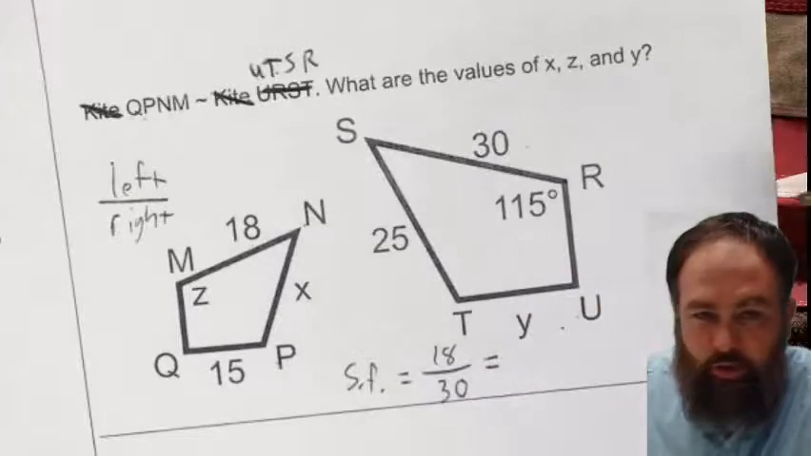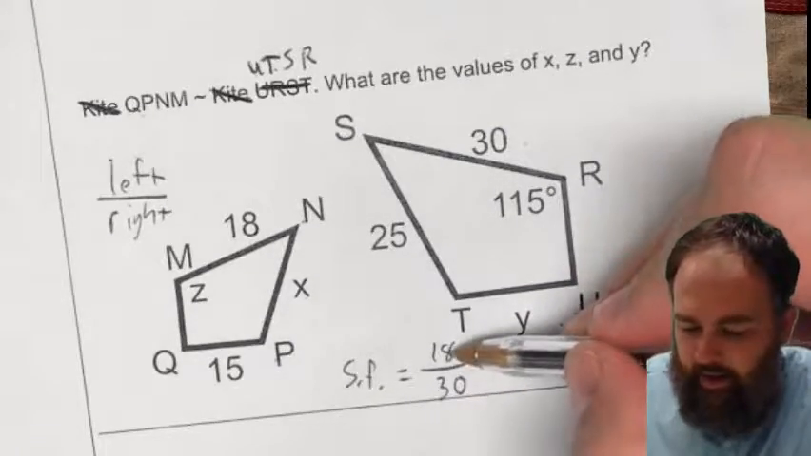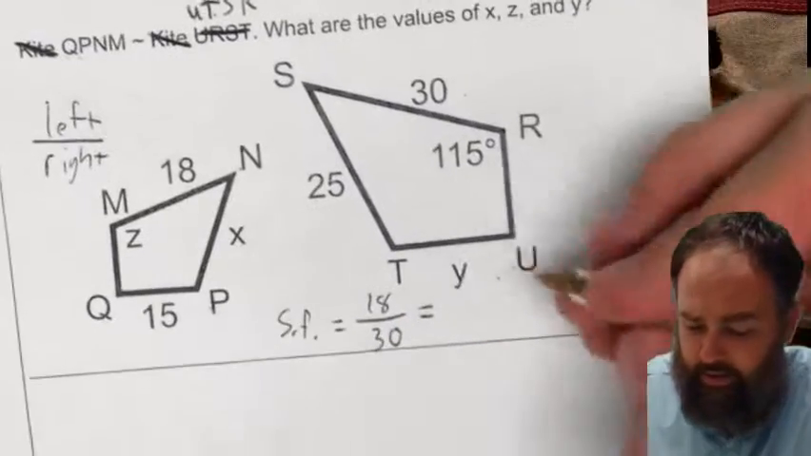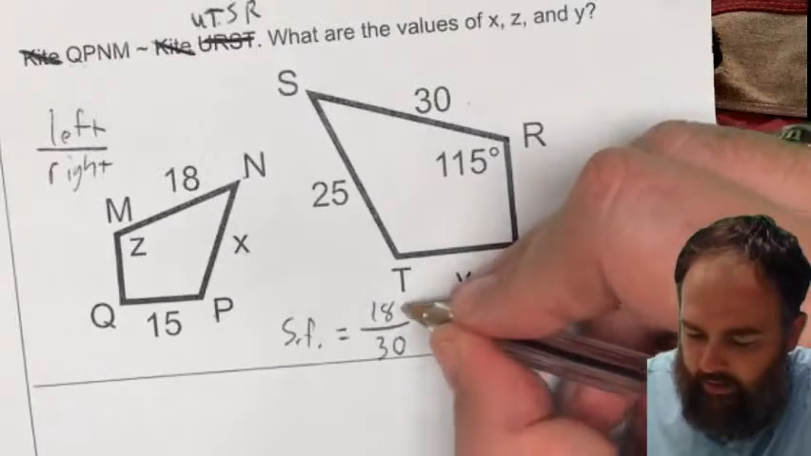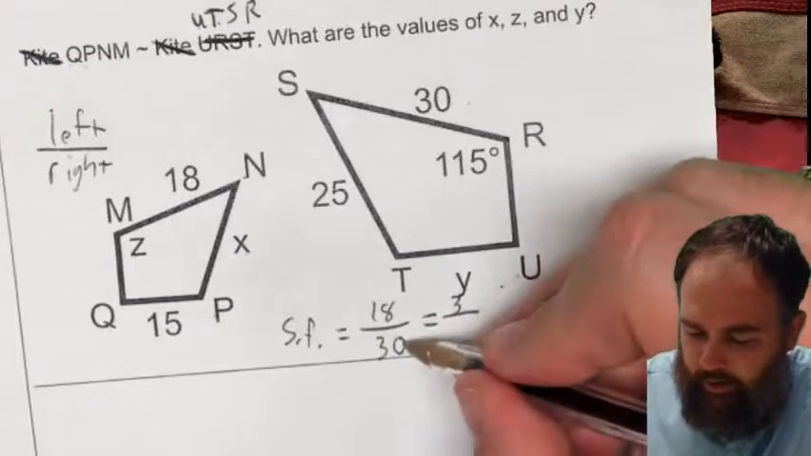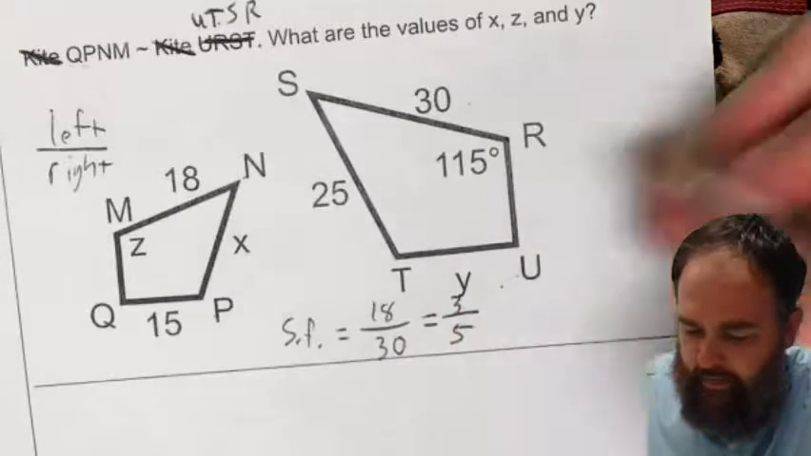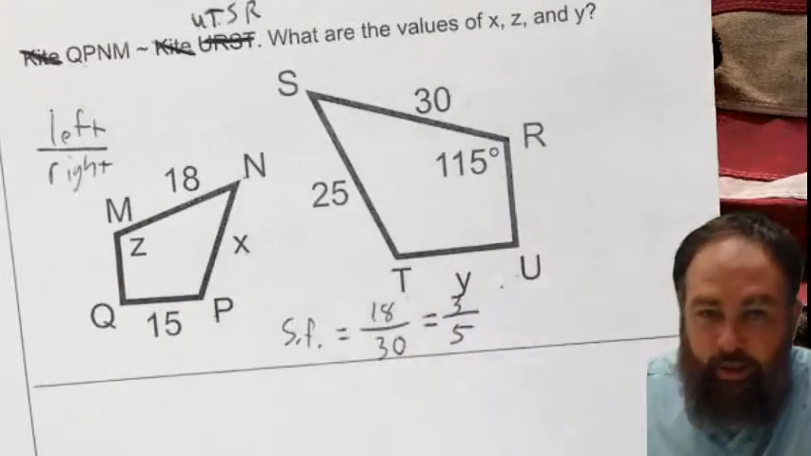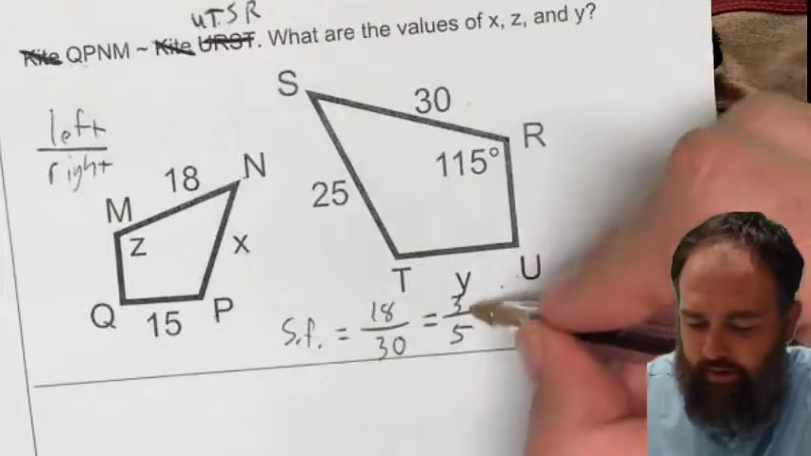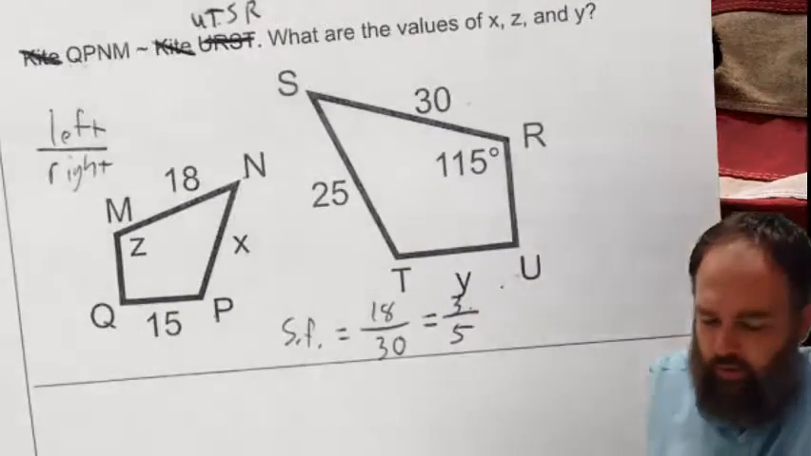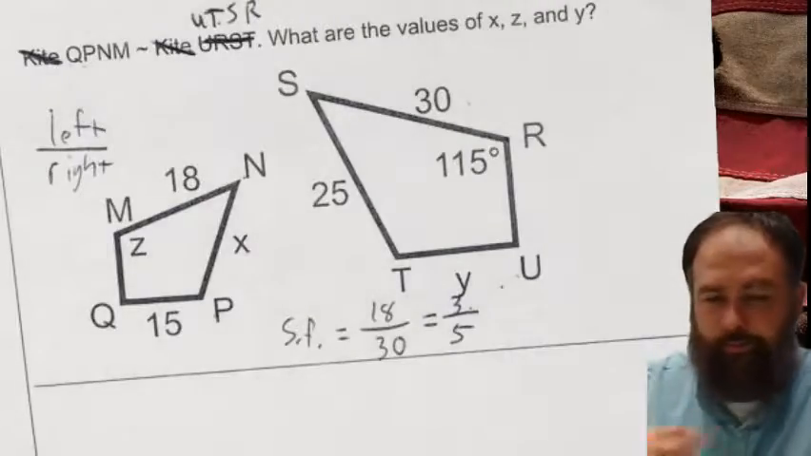Now, in order to get a true scale factor, I need to simplify that. 18 and 30 are both divisible by 6. So divide out 6 from 18 and I get 3. Divide out 6 from 30 and I get 5. So my scale factor is 3/5. Now I'm using this 3/5 for the rest of my calculations. Well, not all of them. I won't need it for the last one.